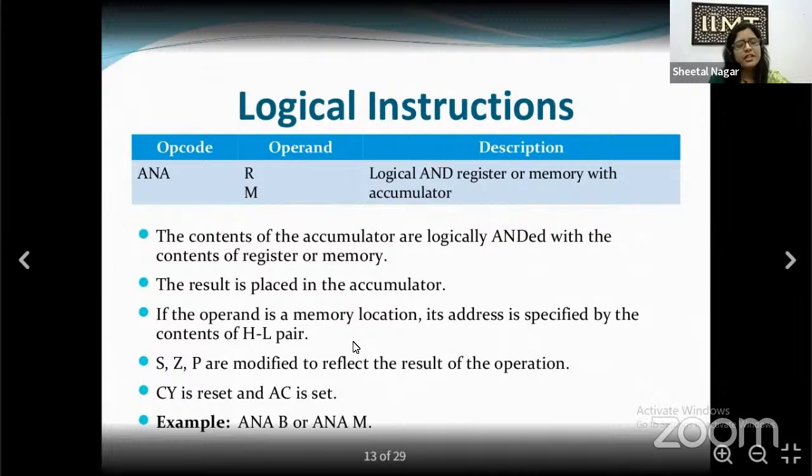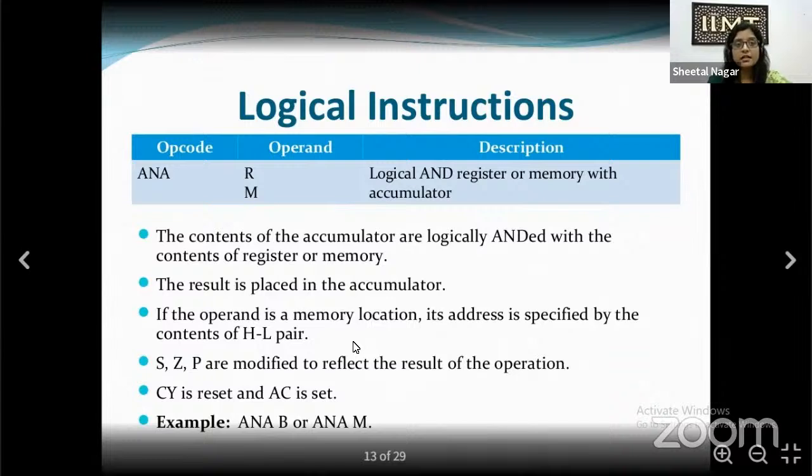Now, the next logical instruction we are going to discuss is ANA R or M. Again, we are talking about 8-bit data. It may be in any general purpose register or at any memory location. If you are talking about a memory location, we will represent this 8-bit data by M. But the memory location will be specified by the contents of the register pair H and L. This means that with the help of two registers we can point to a memory location, because the combination of two registers in the 8085 microprocessor can contain 16 bits.